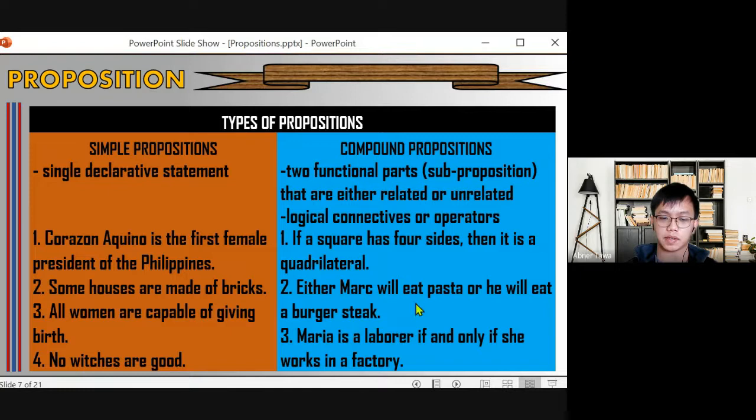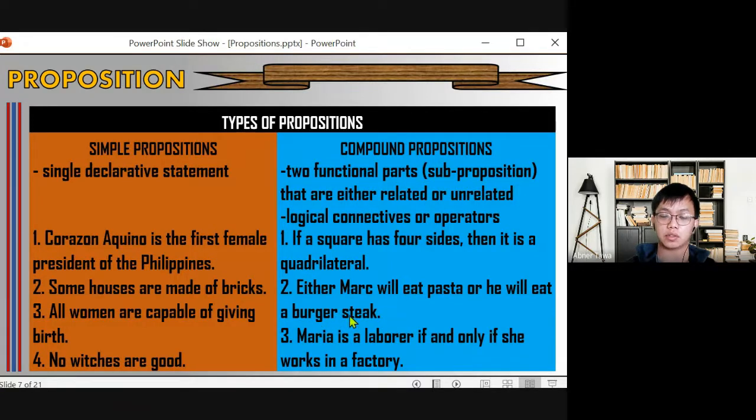Okay, so that is another example. Our logical connective or operator is either-or. We can have here two simple propositions: Mark will eat pasta, and the other one is Mark will eat a burger steak. Again, we have a pronoun, but we know who is being pertained to by the pronoun he. We have Mark. So the first sub-proposition is Mark will eat pasta, and the second sub-proposition is he will eat a burger steak. Those are the two functional parts of this compound proposition.